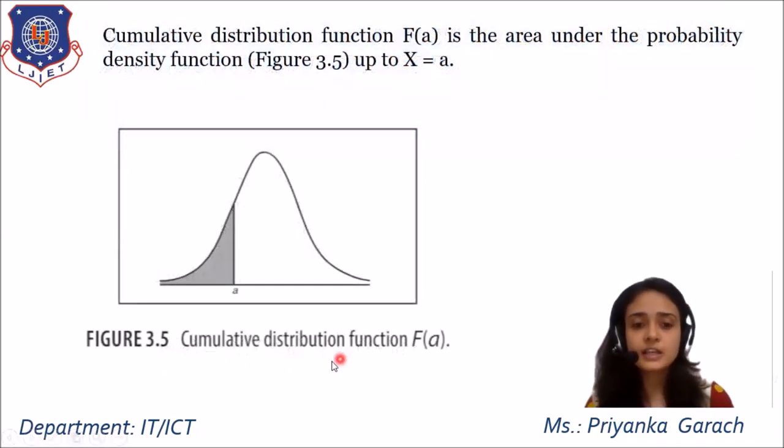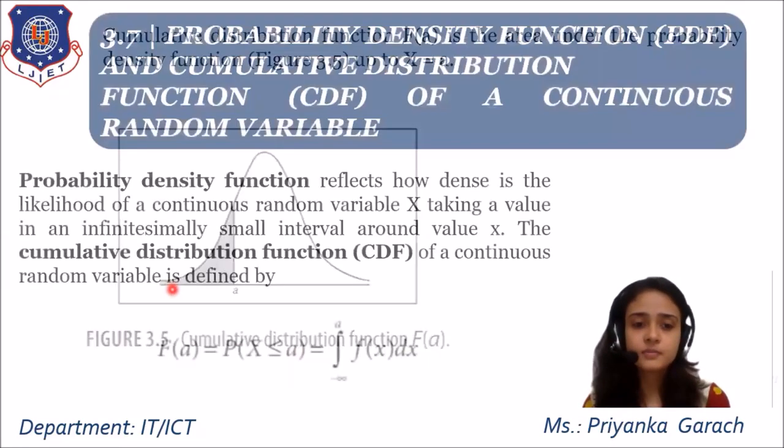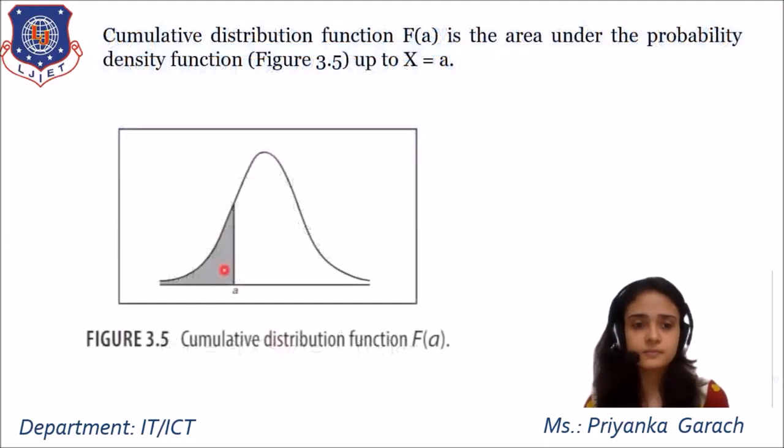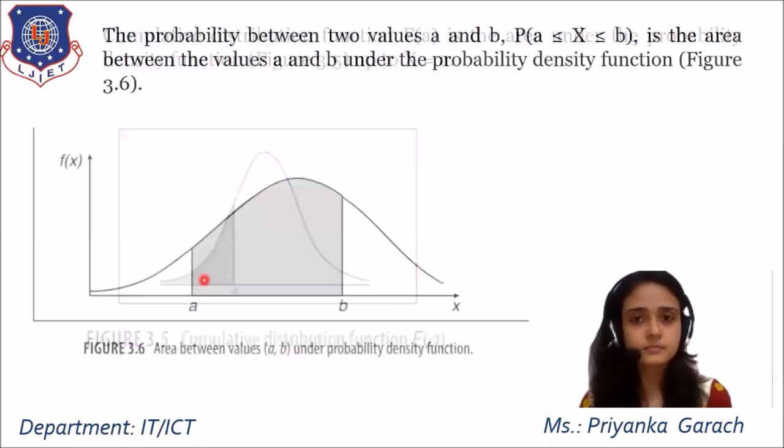So this is the cumulative distribution function graph, that is for the value of a. Suppose this is my value of a, then the cumulative distribution function will cover all the values till a and less than a, because we are writing over here that x is less than or equal to a. So it will cover all those values.